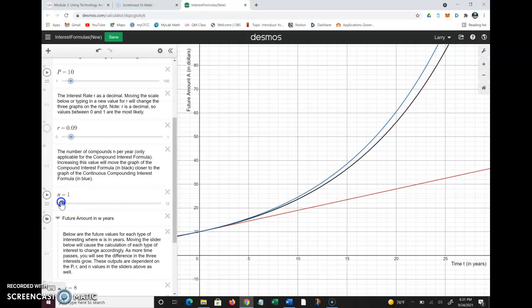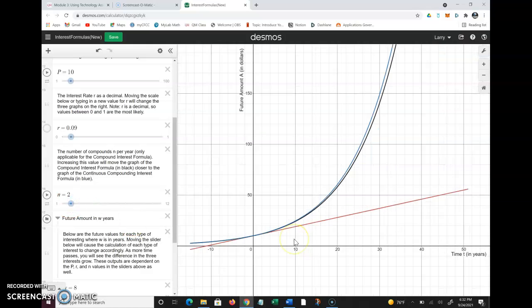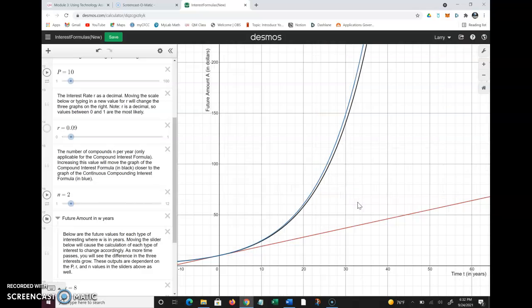So 1 compound a year versus 12 compounds a year, which is what you would typically see in a bank account. This is what you're going to see with savings accounts and checking accounts that draw interest. You're going to see a compound once a month. So this can be manipulated and moved around, but that black line is going to move closer and closer to the blue. So I can zoom in and out.